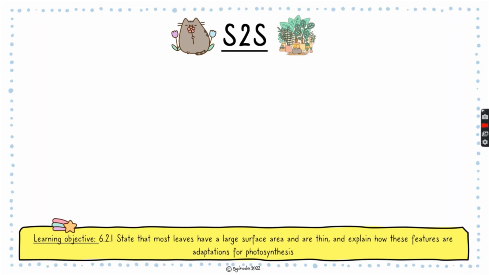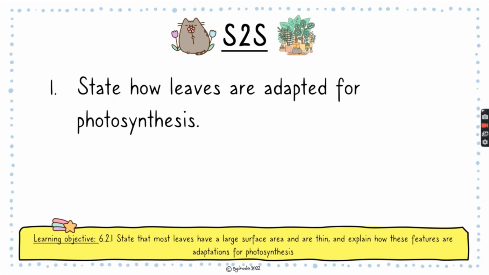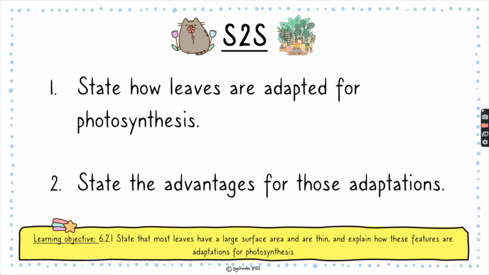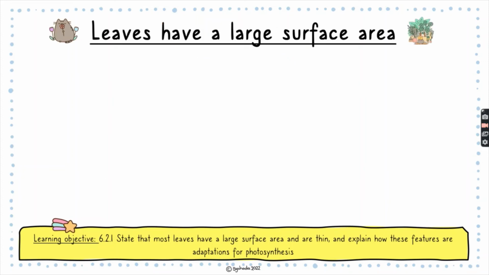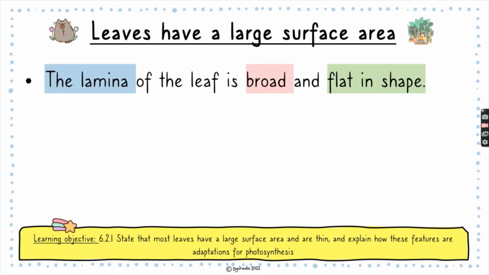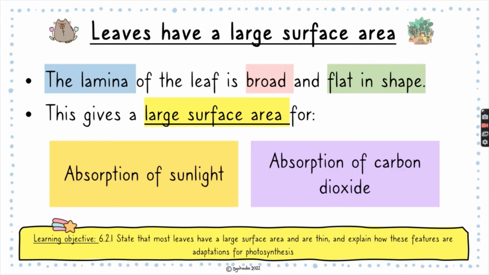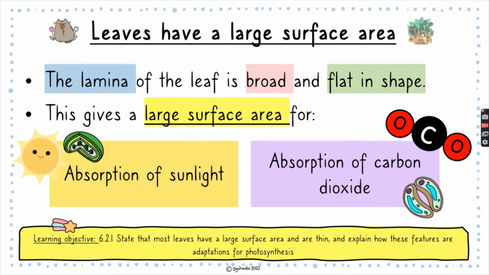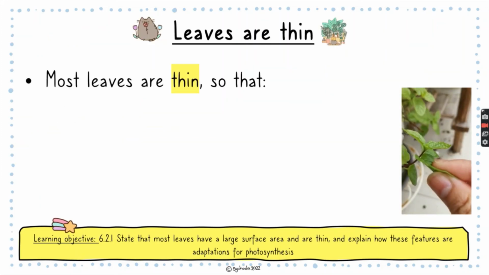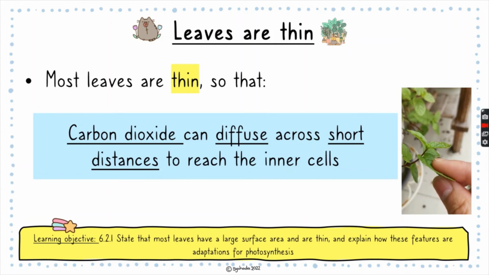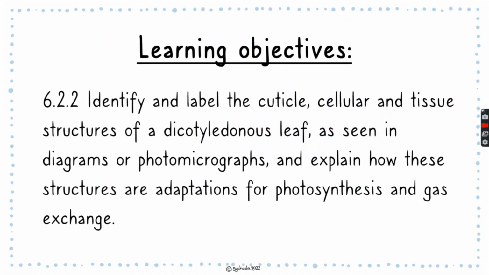So we have finished both our learning objectives, so let's do a recap of the steps to success. Firstly, we had to state how leaves are adapted for photosynthesis and talk about the advantages of those adaptations. So leaves, mostly all leaves, have a large surface area. The lamina of the leaf is broad and flat in shape, and the large surface area is good to help the leaf to absorb sunlight and also carbon dioxide for photosynthesis. Leaves are also thin, so that the carbon dioxide can diffuse across a short distance to reach the inner cells.